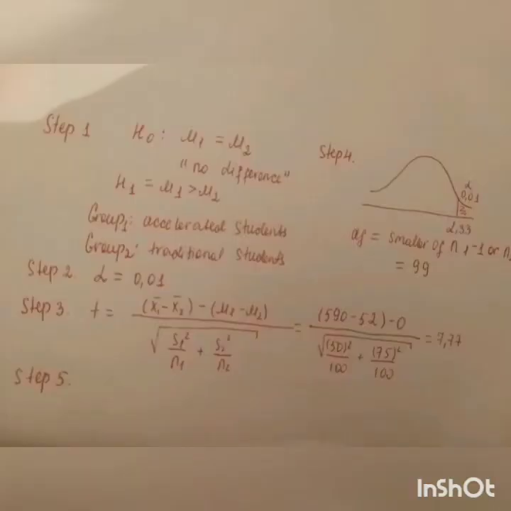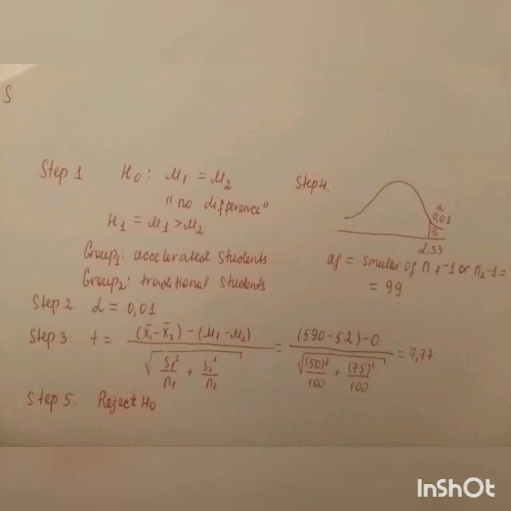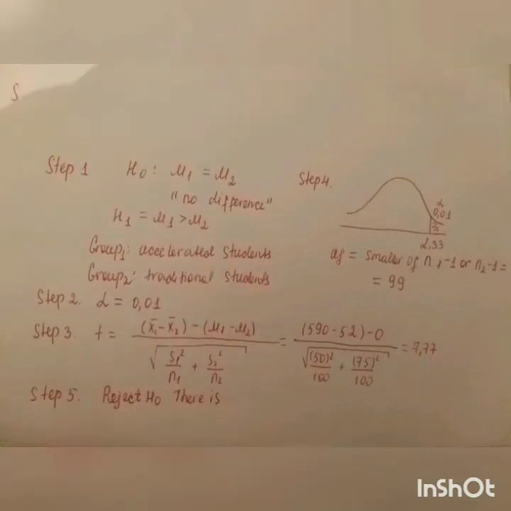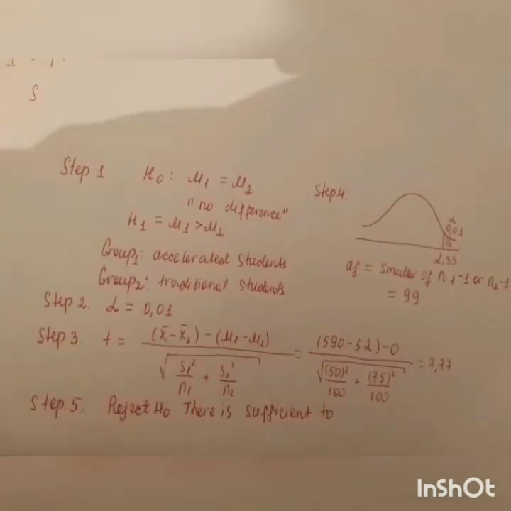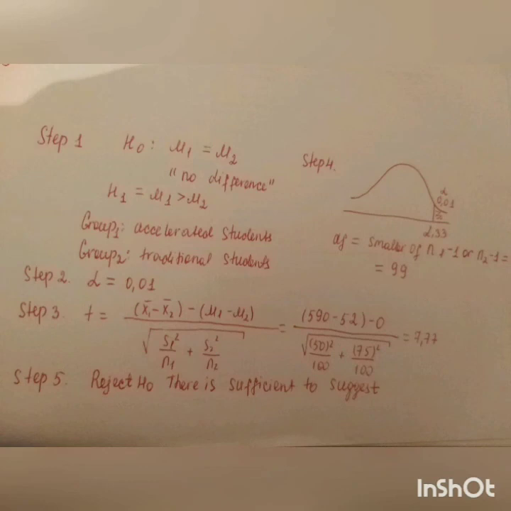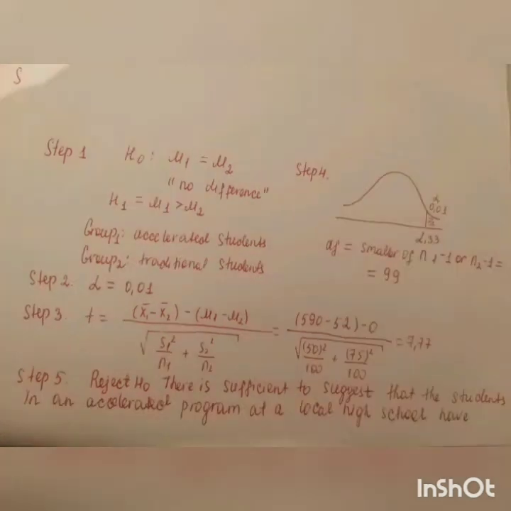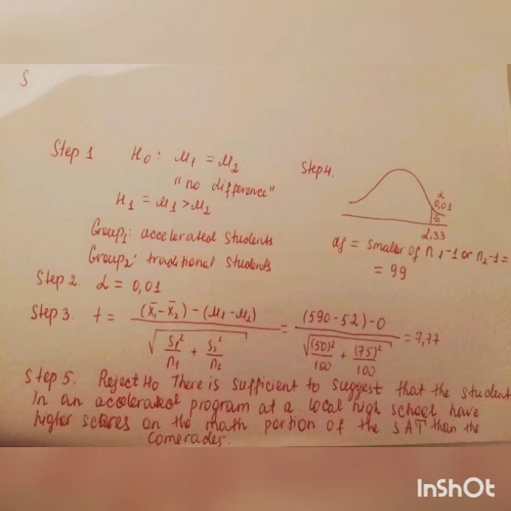For step 5, we can state the decision and the conclusion. Reject the null hypothesis. We can state there is sufficient evidence to suggest that the students in an accelerated program at a local high school have higher scores on the math portion of the CAT than their comrades.